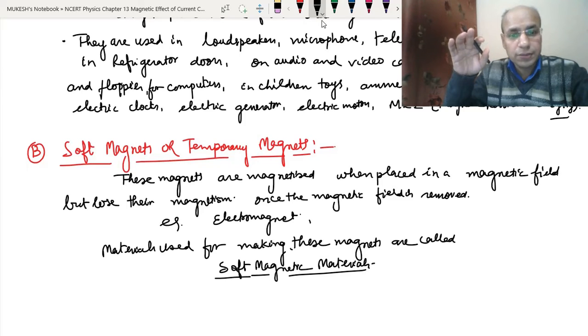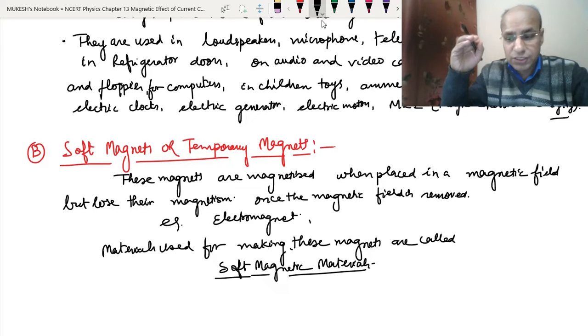Like the electromagnet. When we flow the current, it becomes a magnet, and once we switch off the current, it no longer remains a magnet. So the electromagnet is an example of a temporary magnet. And there is one more example. Suppose we bring an iron nail into contact with the magnet, so it sticks to it, meaning that iron nail also acquires magnetism. Once we remove the magnet, this iron nail no longer remains a magnet, and we call these materials soft magnetic materials.